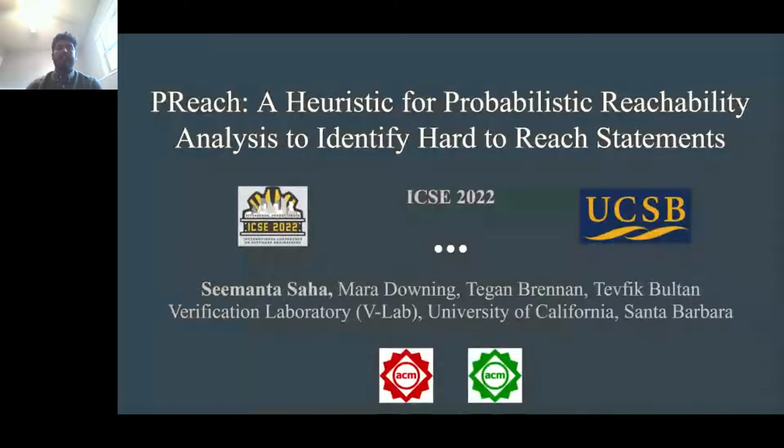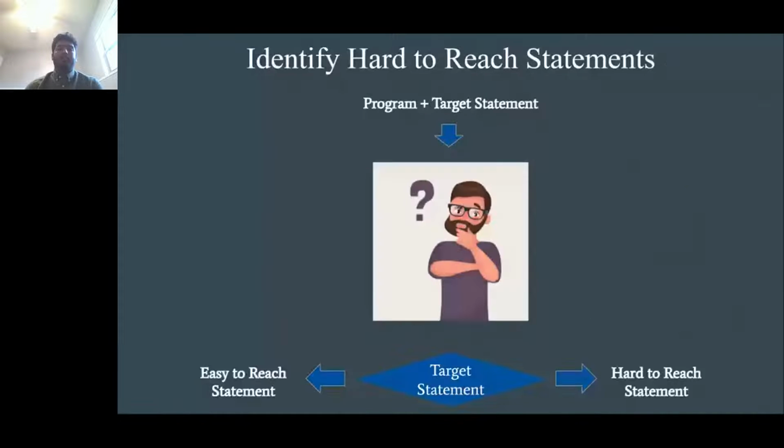Yes. Hello everyone, I am Simanta Saha from Verification Lab at University of California, Santa Barbara. Today I'll be presenting our paper PREACH, a heuristic for probabilistic reachability analysis to identify hard-to-reach statements. This has been a joint work with Mara Downing, Dr. Tegan Brennan, and my PhD supervisor, Dr. Tevfik Bultan.